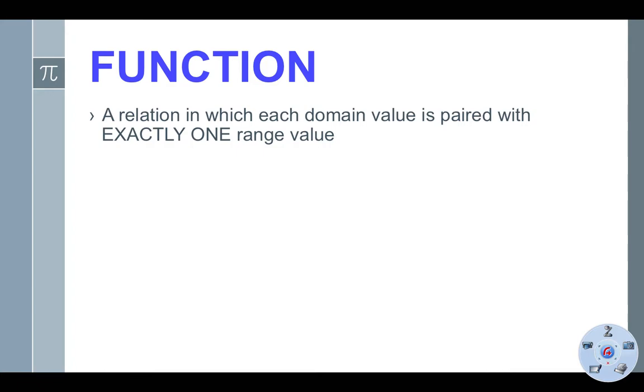So in the mapping diagram, an x value can only be mapped to one y value. So this is an example right here of a function. Now, it's automatically a relation because it is a set of ordered pairs. But what makes it a function is the fact that 1 only maps to 3, 2 only maps to 4, 3 only maps to 6, and 4 only maps to 9.